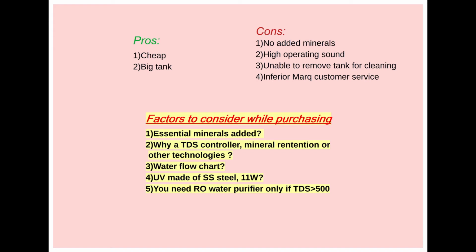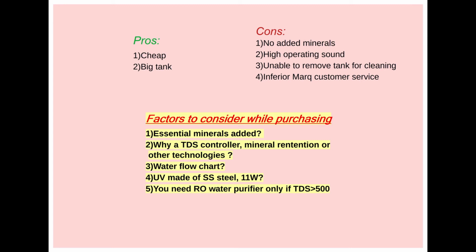So now, the important factors you should consider while purchasing a water purifier. First thing is whether essential minerals are added or not. It's better to have essential minerals added if your water purifier is RO based. Second, if it has a TDS controller, you need to know why a TDS controller is needed. You need to know the details of that retention technology. If you think minerals will be added and they aren't, then you might feel upset.